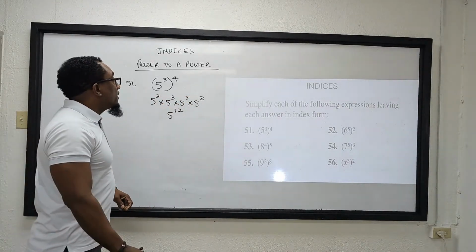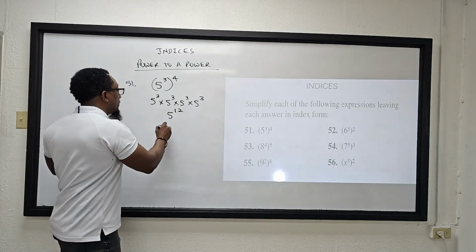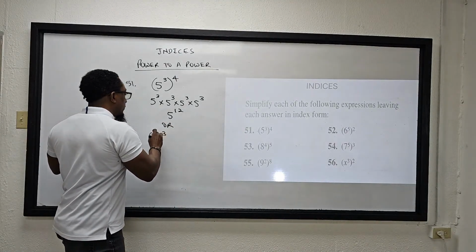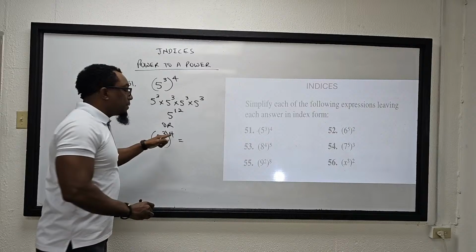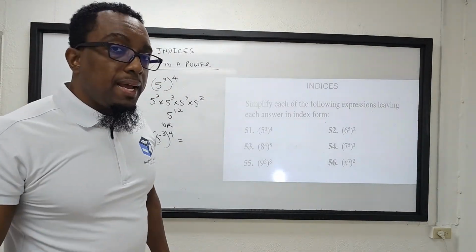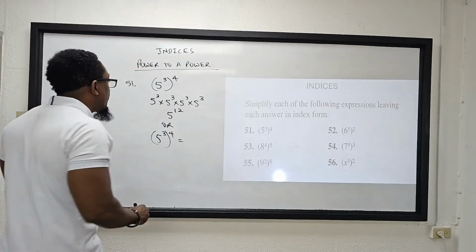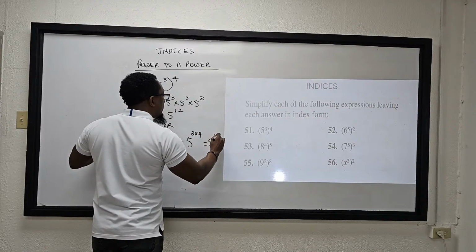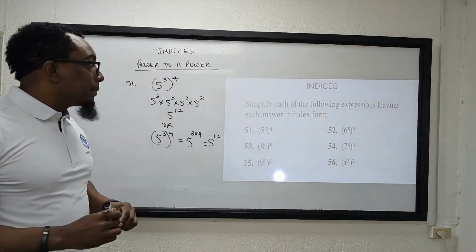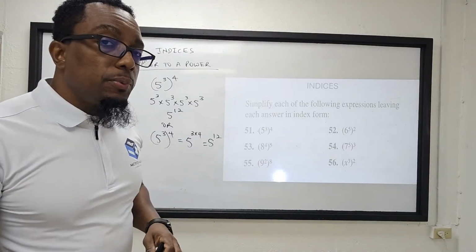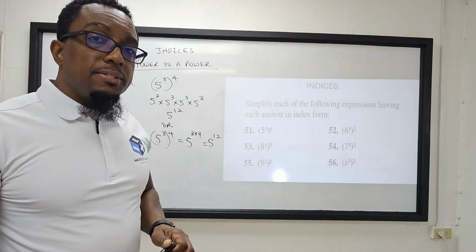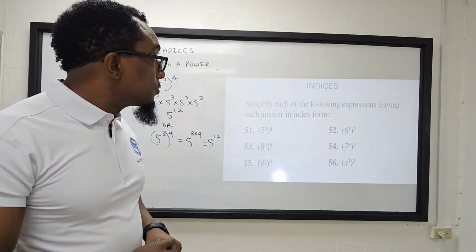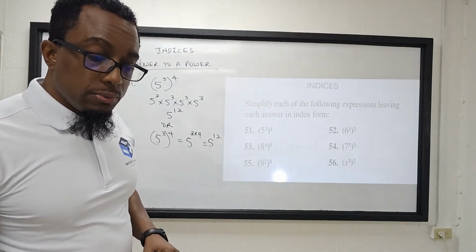Or the other approach, the easy approach, will be you take the power outside and multiply by the power within. So this is 5 to the power of 3 by 4, 5 to the power of 12. Make sure you know that rule of power to a power, because you're going to see indices in your algebra also. You want to make sure you know your rules.